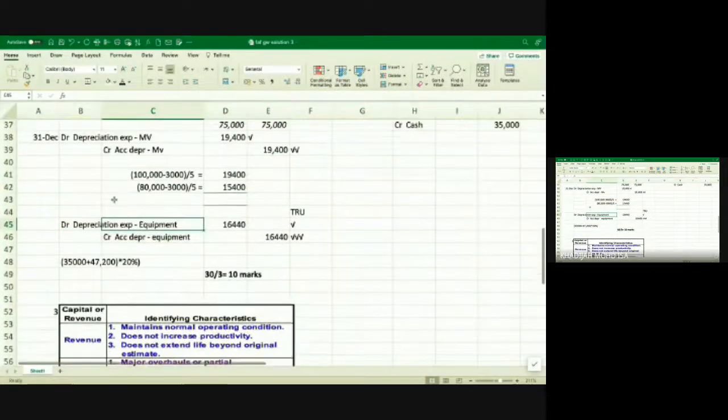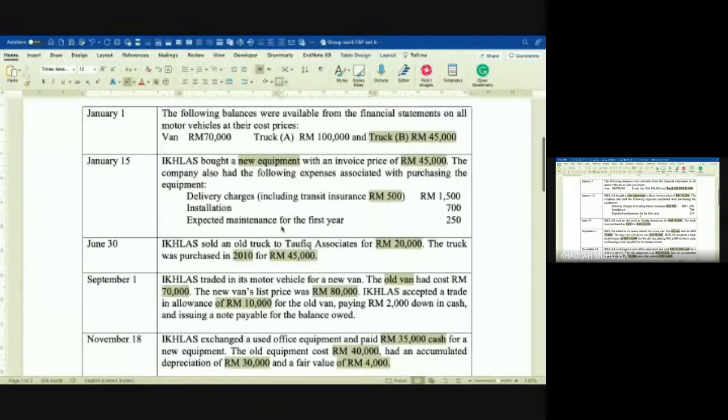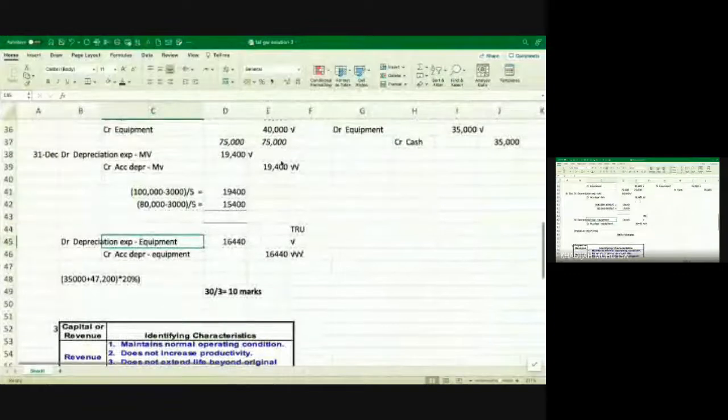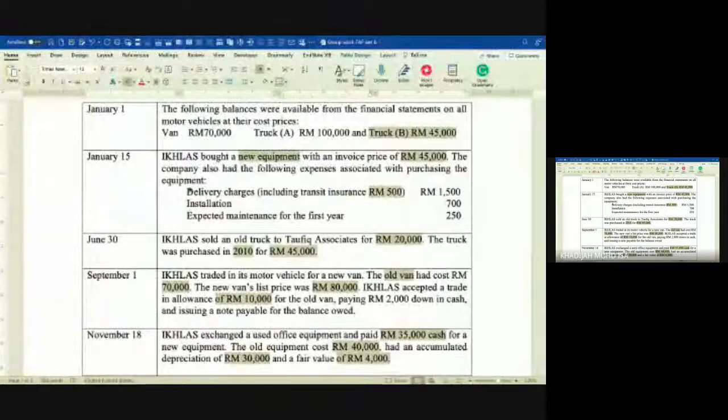For the motor vehicle, which is the new equipment. Mana dia buat ni? Motor vehicle. I'm confused. Let's make another color lah.